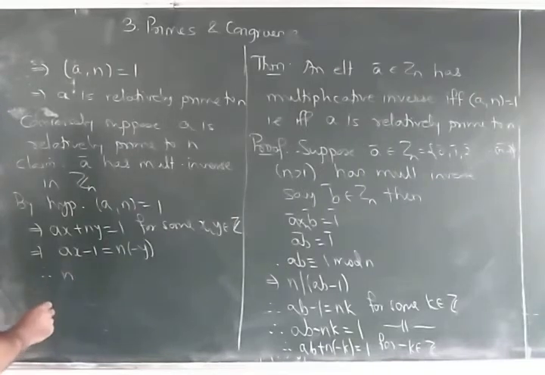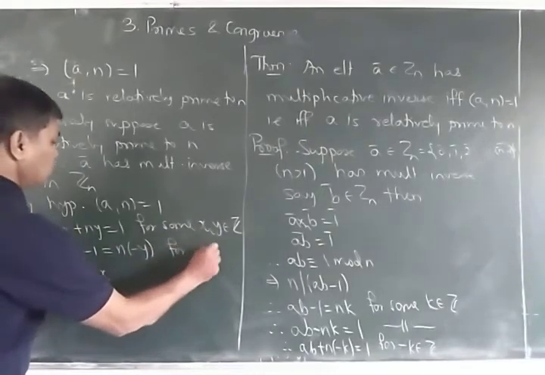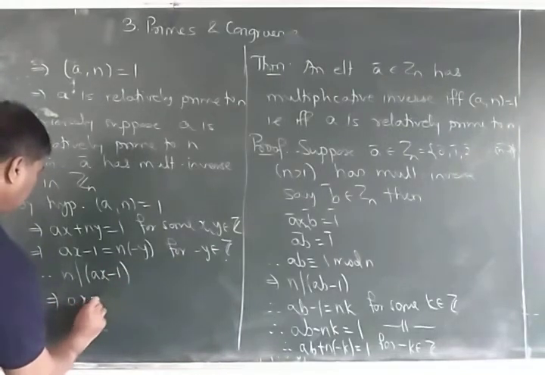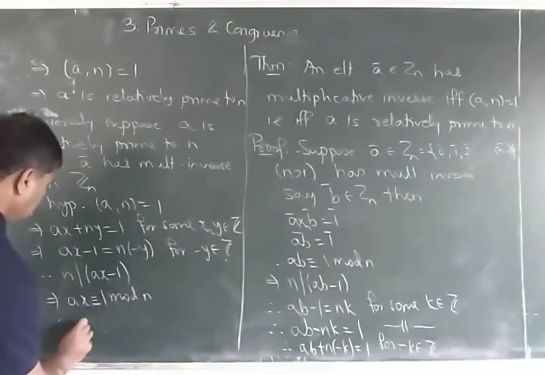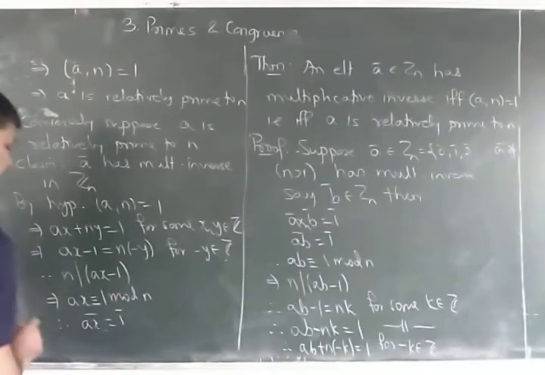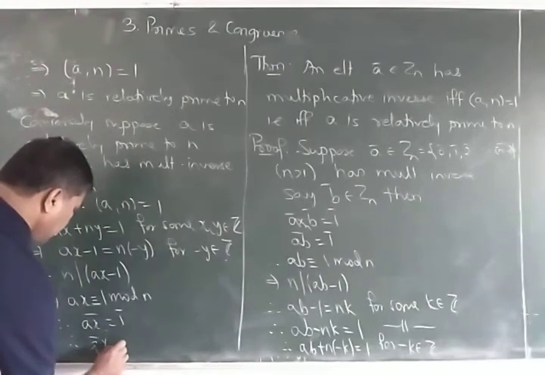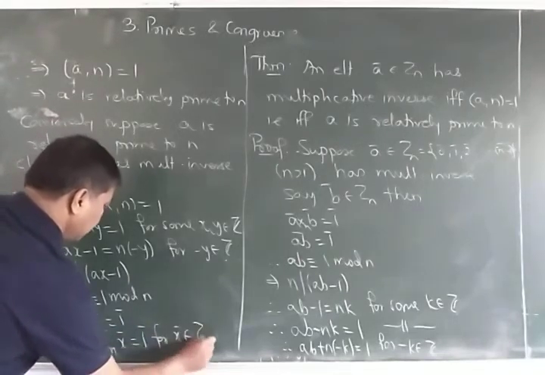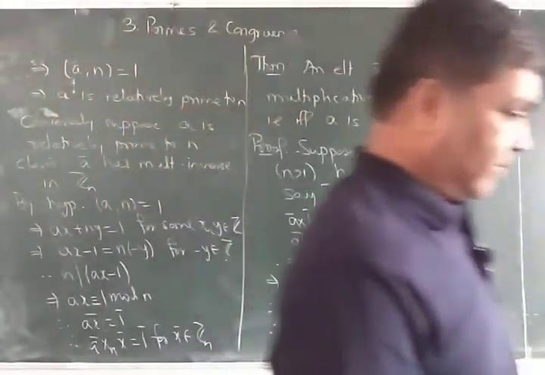N divides x minus 1 for minus y belongs to Z implies x is congruent to 1 mod n, and therefore x bar is equal to 1 bar, and therefore a bar multiplication modulo x bar is 1 bar for x bar belonging to Zn.